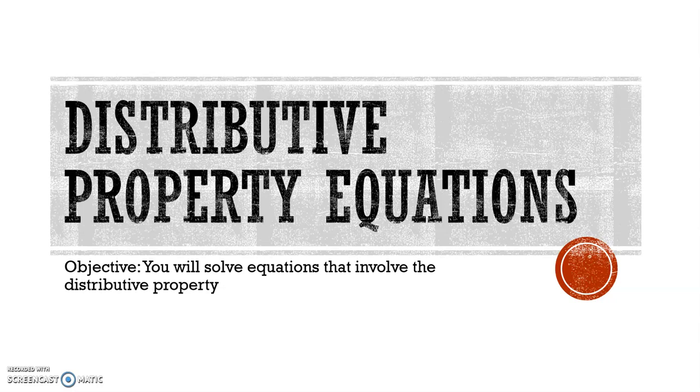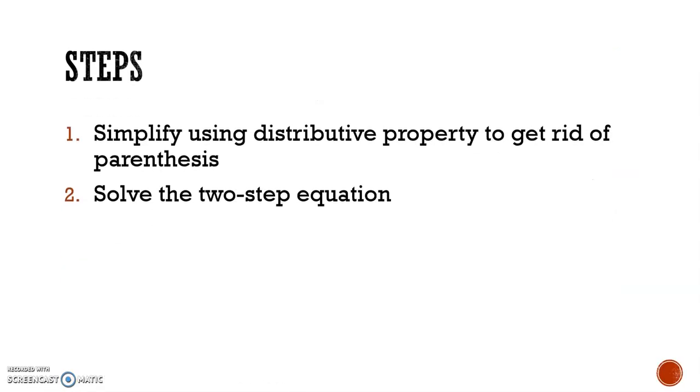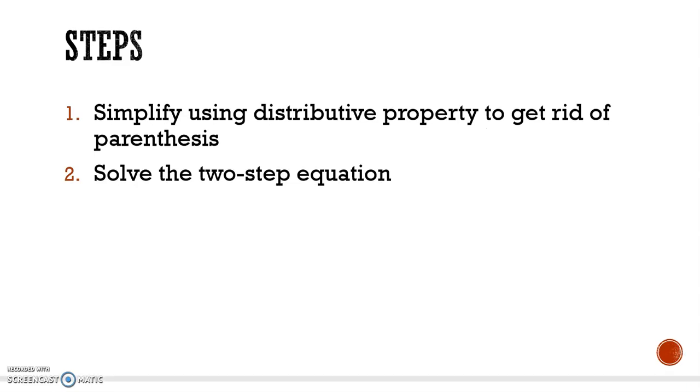In this video, we're going to be talking about using the distributive property to solve equations. So what you're going to do is use the distributive property to first of all get rid of the parentheses. And we'll do a few examples of those on the questions here, so you'll see what that looks like. And then it's going to make a two-step equation, which we've done before. So after you've done the distributive property, you're just going to solve that two-step equation.